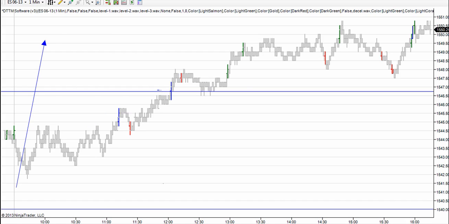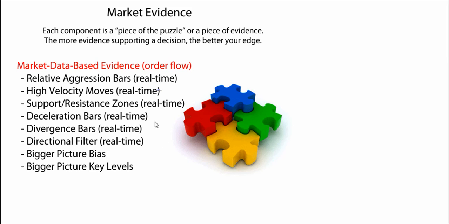Okay, now the next thing we would want to look at then is support resistance zones. So we've looked at relative aggression, we've looked at high velocity moves, there weren't any today. We've looked at the bigger picture bias, we've looked at the bigger picture levels. You know what, let me put the filter on next just to show you what I mean, okay?